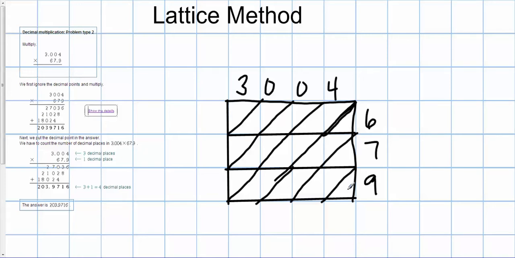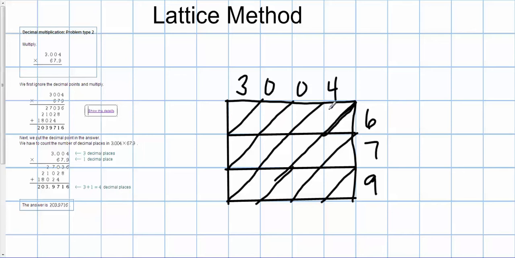Okay? So notice what is missing in my problems. Basically, what's missing is my decimal points. So we're just going to multiply normally. Don't worry about the decimals. We'll deal with the decimals at the end. That's the biggest difference between this and a whole number multiplication problem. All right, so let's get to our lattice here.